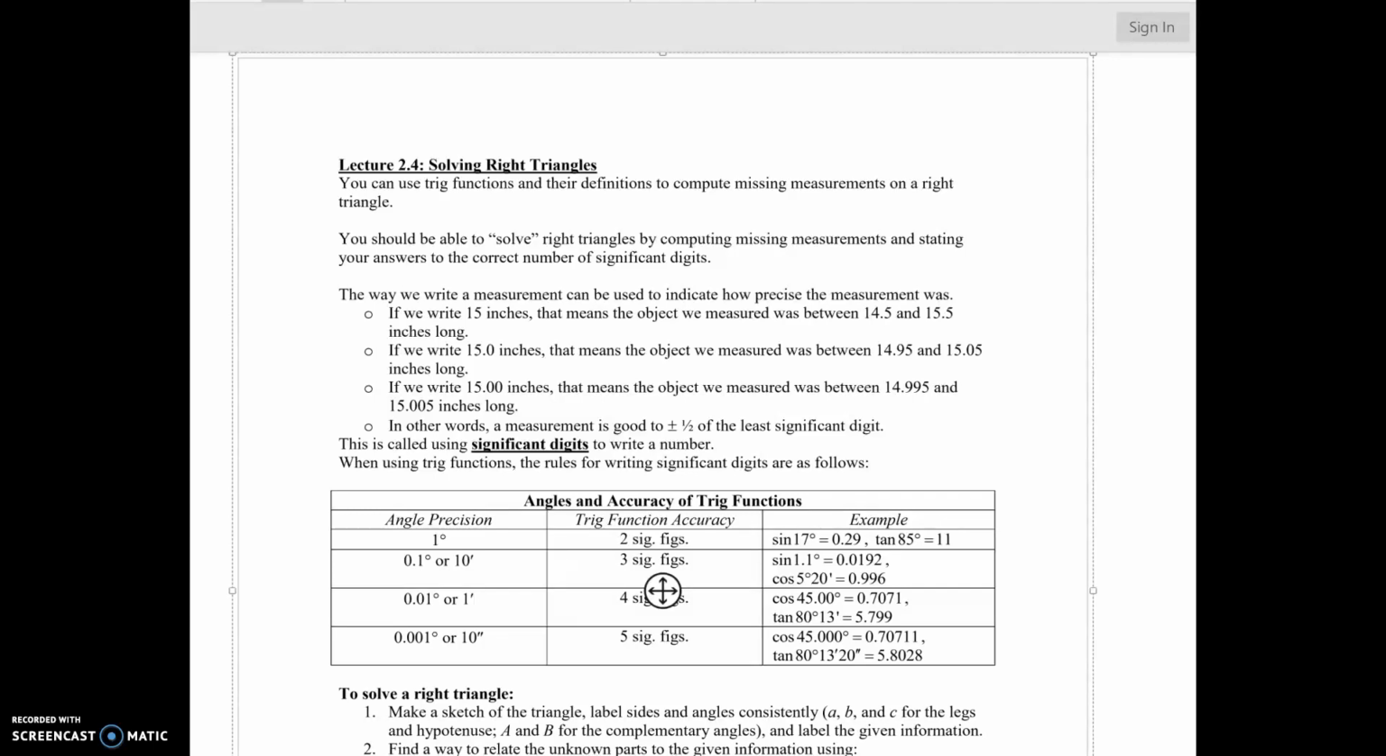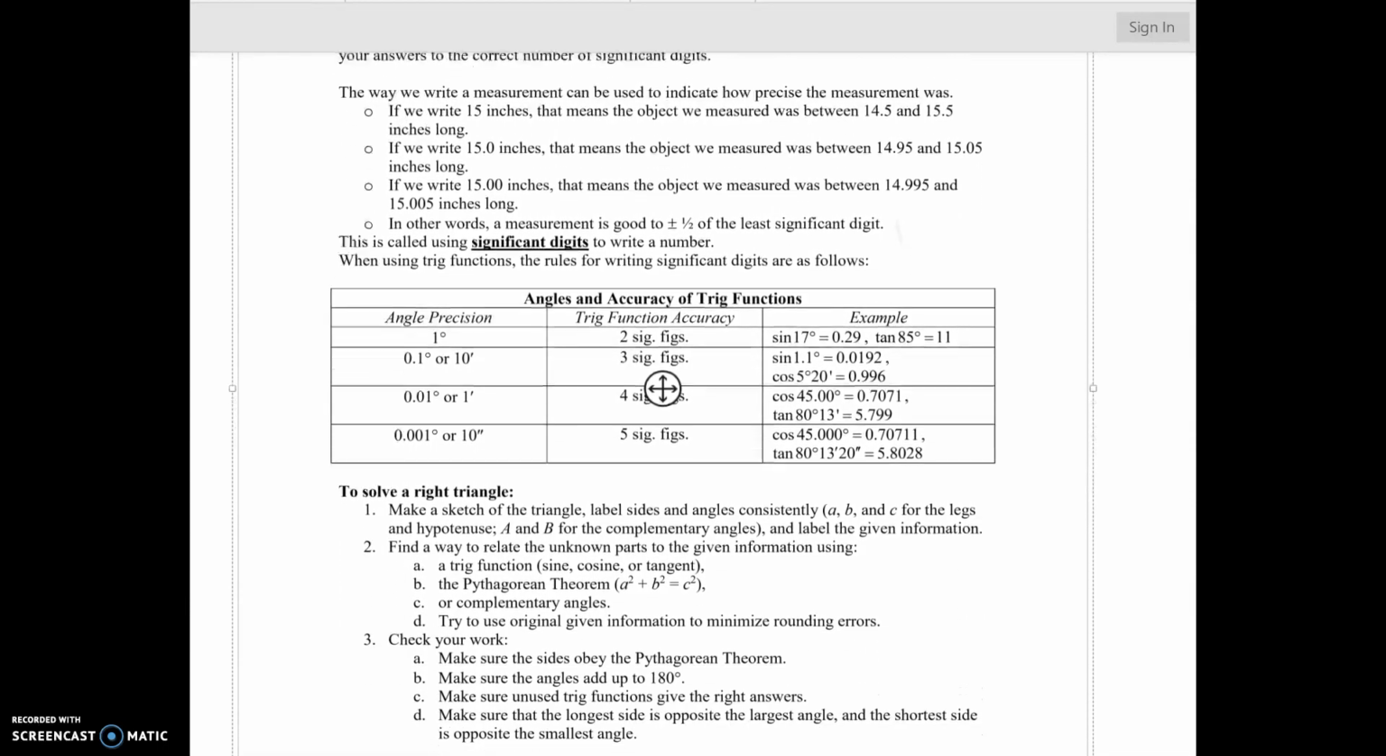Alright guys, so now we are going to talk about lecture 2.4, solving right triangles. You can use trig functions and their definitions to compute missing measurements on a right triangle. And you should be able to solve a right triangle by computing missing measurements and stating your answer to the correct number of significant digits. So let's jump right away into this idea of significant digits.